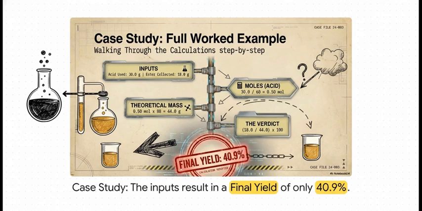Say we started with 30 grams of acid. Our calculations tell us that this should ideally make 44 grams of the ester, but in reality, we only collected 18 grams. So we plug those numbers into our formula, and we get a final yield of, wow, just 40.9%. The verdict is in, and it's not great. So now the real mystery begins. Where did the other 59.1% go?